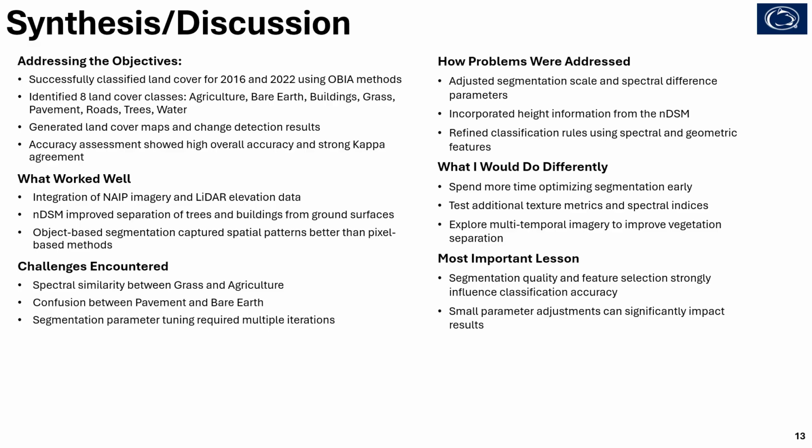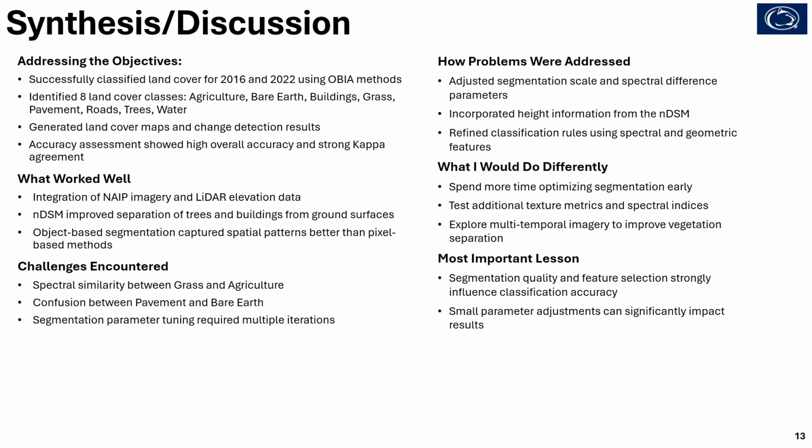However, there were some challenges that I encountered during the process. Certain land cover types with similar spectral signatures, such as grass in agricultural fields or pavement in bare earth, were difficult to separate consistently. Segmentation parameters also required multiple adjustments to avoid over-segmentation or merging of distinct objects. These challenges were often addressed by refining the segmentation scale parameters and weighting, incorporating additional object attributes such as height and shape metrics, and iteratively testing the classification condition parameters and rules.